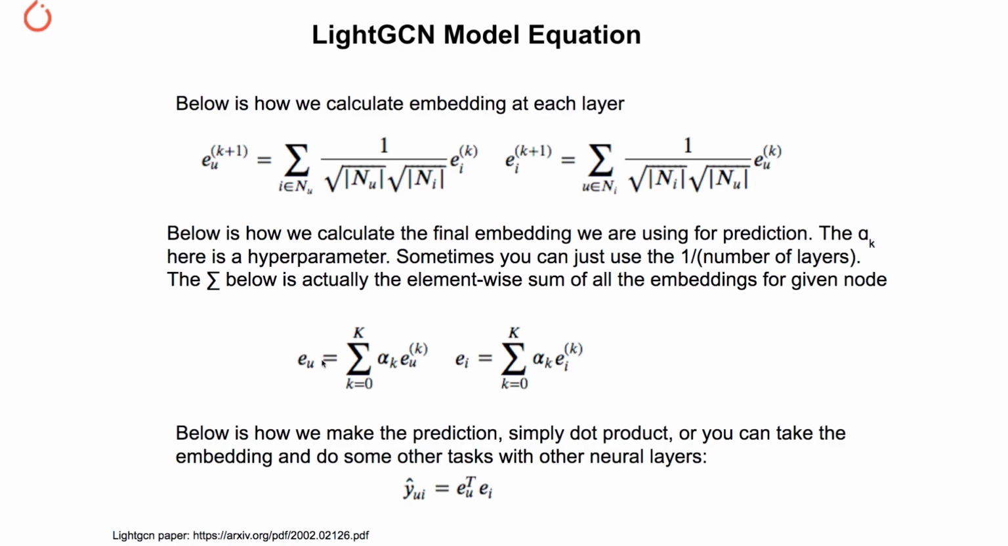For item embedding, it's exactly the same. And how we make a prediction is simply a dot product, or you can take the embedding and do some other tasks, or even transfer learning if you like. But the basic one is just a dot product between user and item to determine similarity. So that's that.